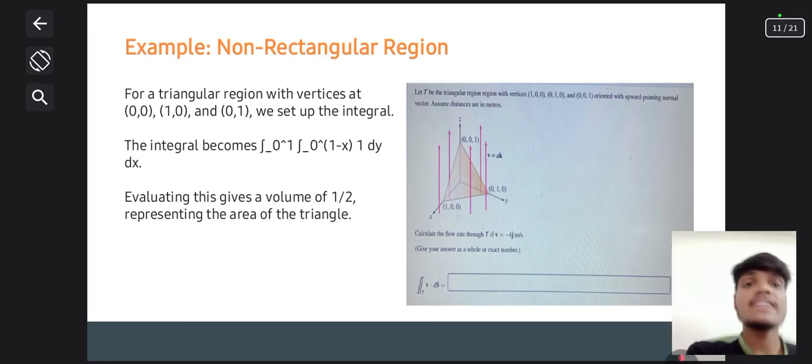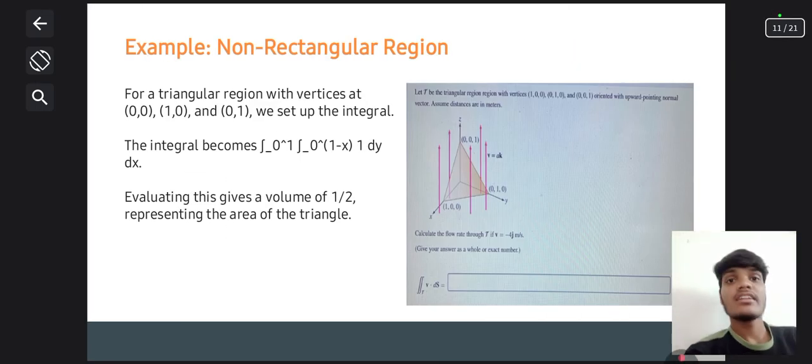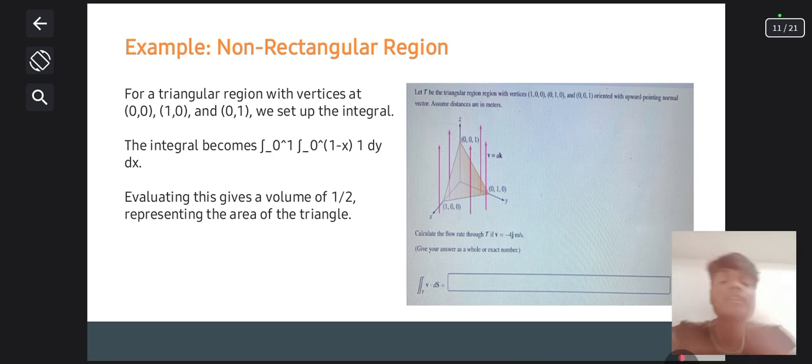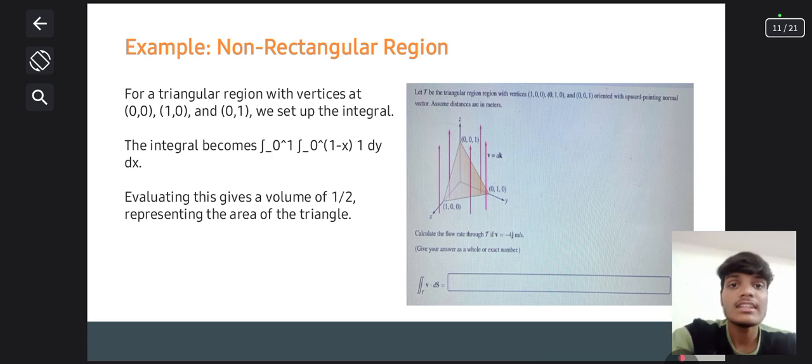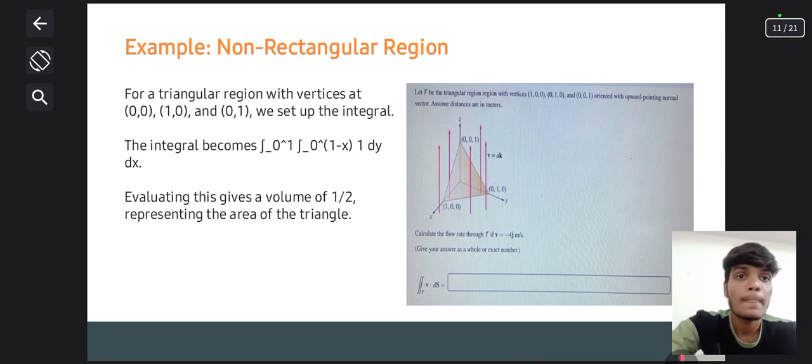Next, an example for a non-rectangular region. For a triangular region with vertices at (0,0), (1,0) and (0,1), we set up the integral. The integral becomes the integration from 0 to 1 and the integration from 0 to 1 minus x of 1 dy dx. Evaluating this gives a value of 1/2, representing the area of the triangle.